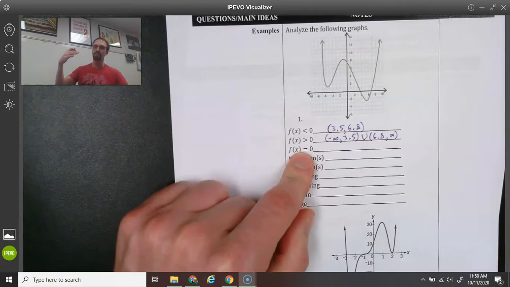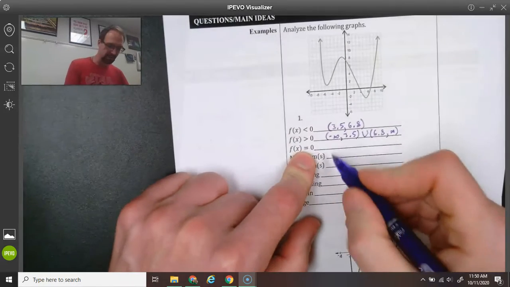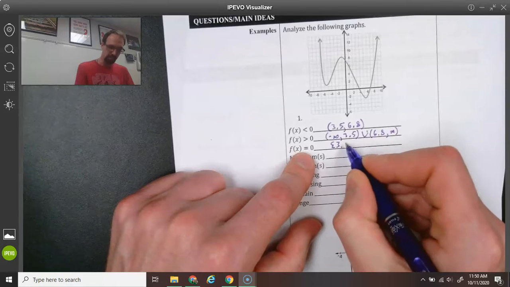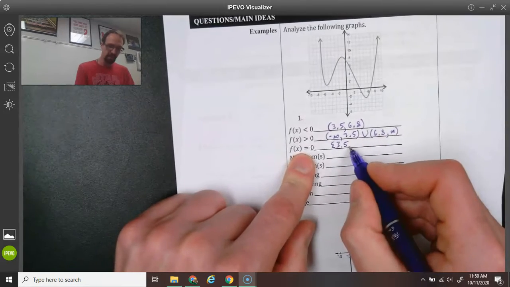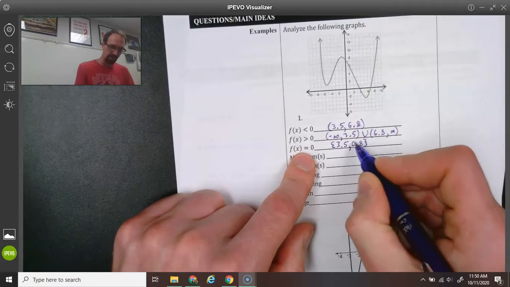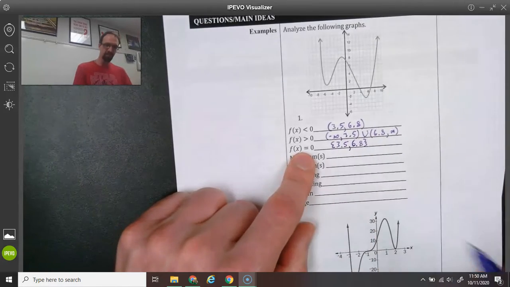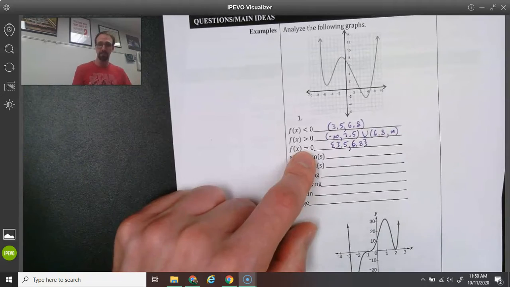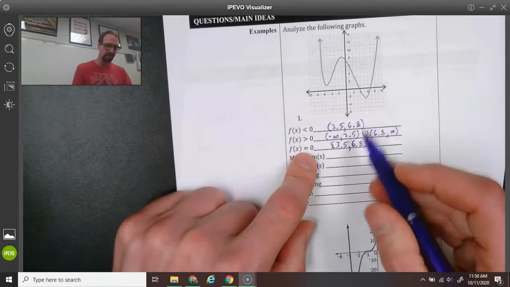There's a value when I'm saying that this is equal to 0, and that has to be at these values. So I have to say at this point, 3.5, comma 0, and then also at 6.8. I'm writing this in set notation because these are the two values to go along with it. Now, for this one, you can't really write it interval notation. You could write the set 3.5 and 6.8. Because those are the values here.